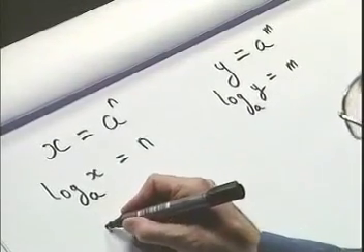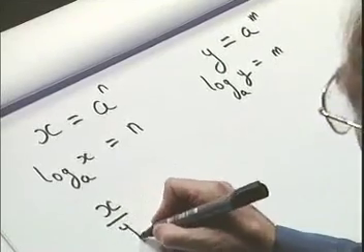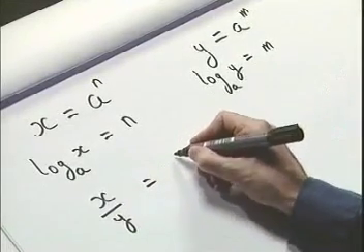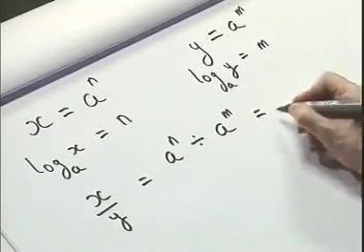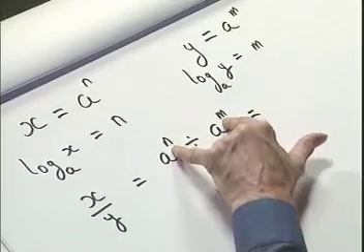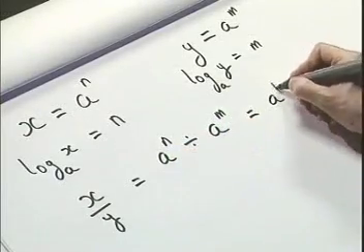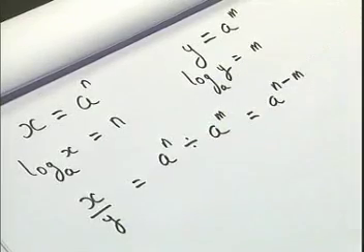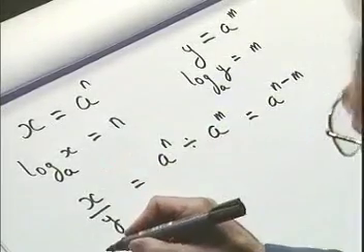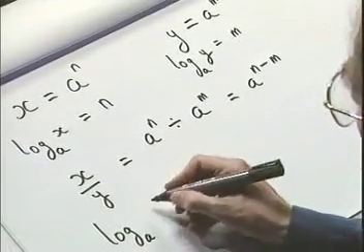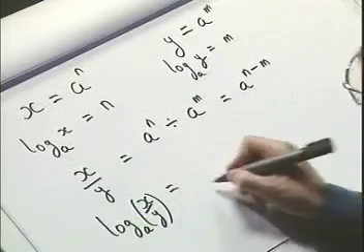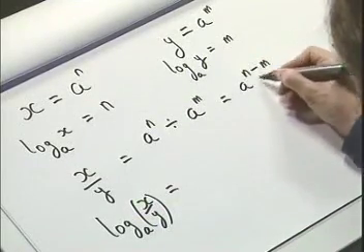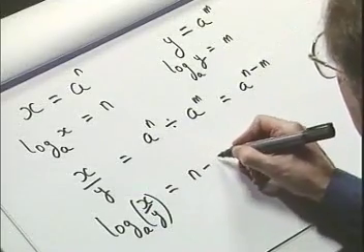And we're going to have a look at x divided by y. So that's a to the n divided by a to the m. And our laws of indices tell us that we do this calculation by subtracting these indices. So that's a to the n minus m. So what's the log of this quantity? Log to base a of x divided by y equals, well, by definition it must be this index here, n minus m.